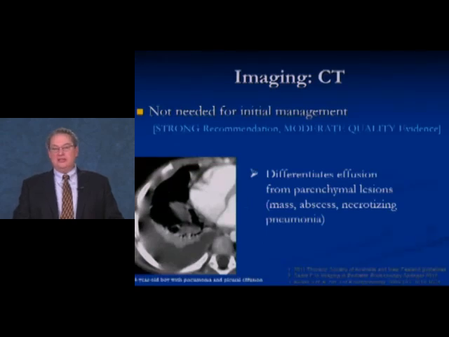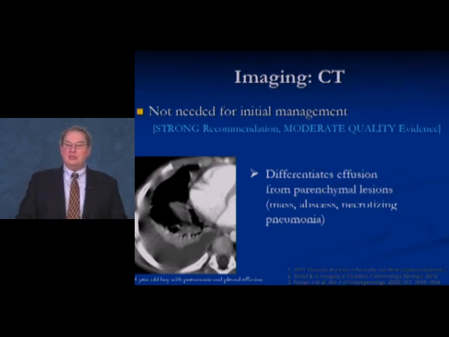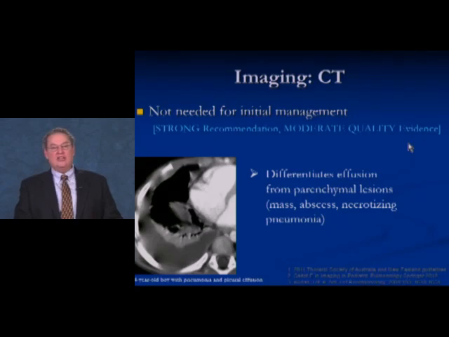What about CT? Well, it's not needed for initial management, but it can help you differentiate an effusion from parenchymal lesions, such as a mass, abscess, or necrotizing pneumonia. But the current recommendations are not using a CT, at least not early on in the course, and this is a strong recommendation with moderate quality evidence.